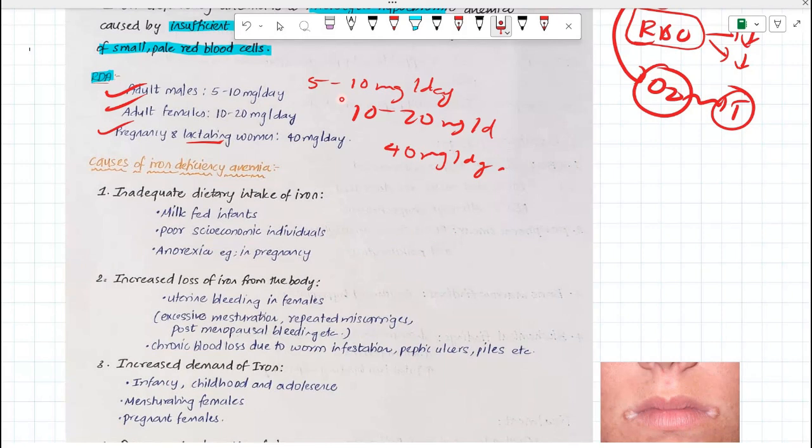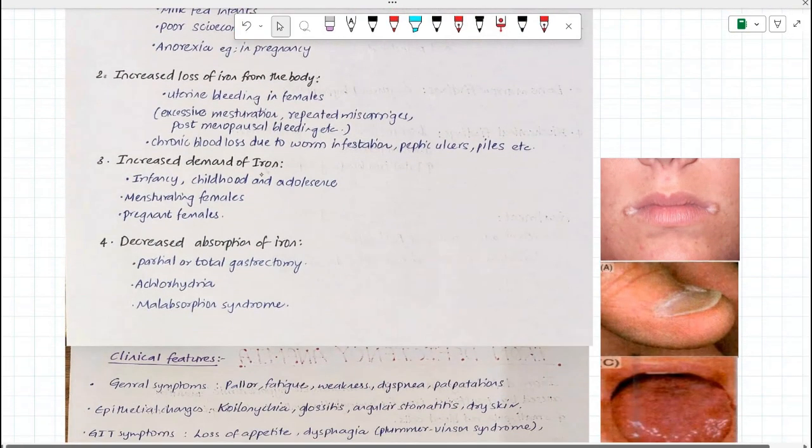Now, when does this increased loss of iron happen? First, in uterine bleeding in females, if there is excessive menstruation or repeated miscarriages or post-menopausal bleeding. The second one is chronic blood loss due to worm infestation. If there is any hookworm present in our body, there will be chronic blood loss. Or in case of peptic ulcers and piles also, chronic blood loss can occur, which leads to iron deficiency anemia.